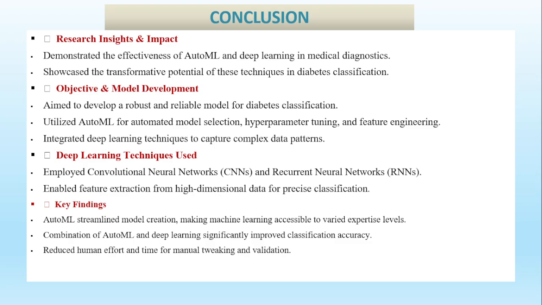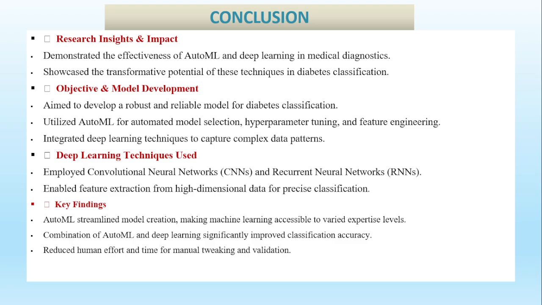Now, the conclusion of this research. Insight and impact: it demonstrated the effectiveness of AutoML and deep learning in medical diagnostics, showcasing the transformative potential of these techniques in diabetes classification. The objective and model development aimed to develop a robust and reliable model for diabetic classification, utilizing AutoML for automated model selection, hyperparameter tuning and feature engineering, and integrating deep learning techniques to capture complex data patterns. Deep learning techniques employed convolutional neural networks and recurrent neural networks (RNN), enabling feature extraction from high dimensional data for precise classification.